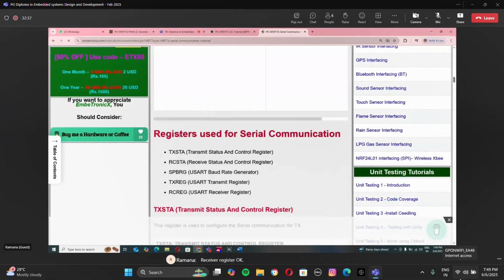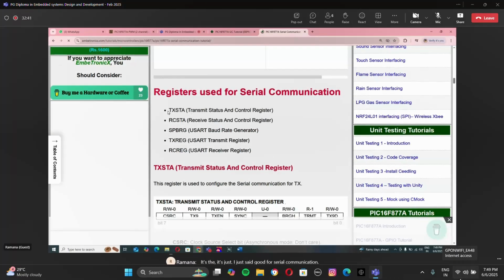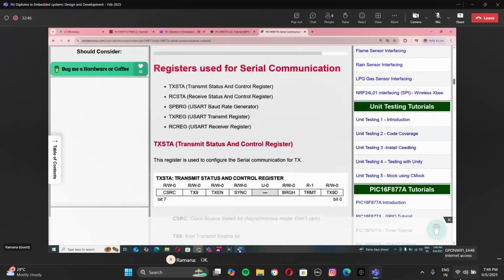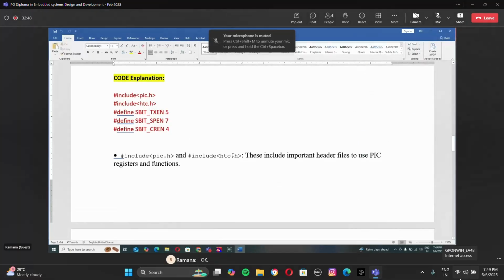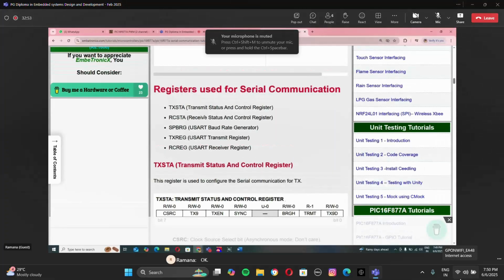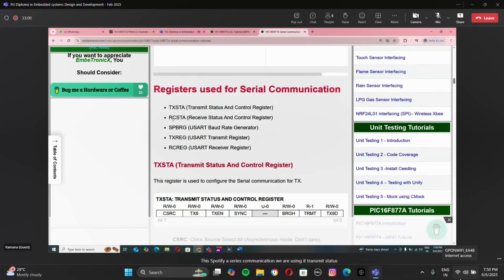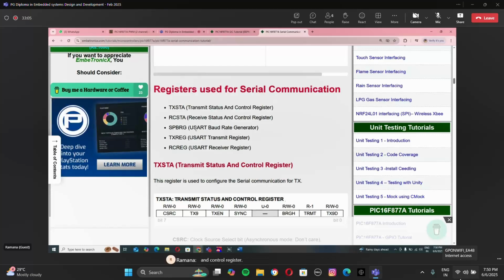And these are the registers used for serial communication. For serial communication, we are using the transmit status and control register, the receive status and control register, and the baud rate control register. And this is the transmit register and the receive register.